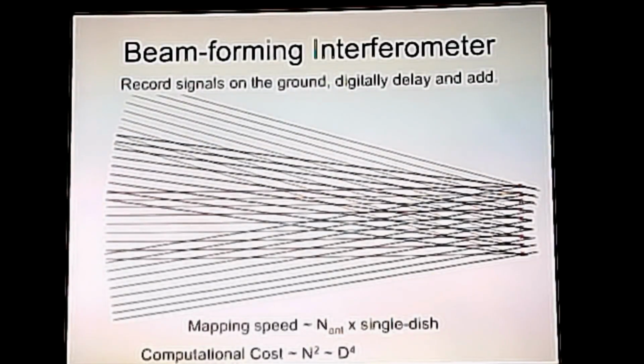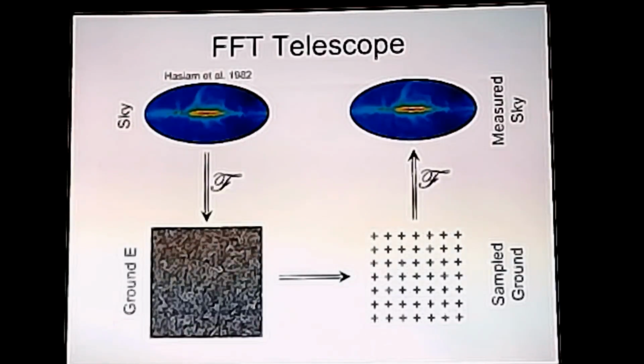Until some clever person comes along and looks at a paper from 1970, realizes that actually this is a Fourier transform. All you need to do is a spatial Fourier transform along the signal's measure. Turns it straight into beams on the sky. We're very good at Fourier transforms. This gets back to an old idea called the FFT telescope.